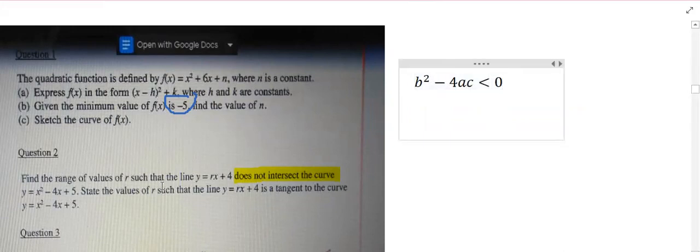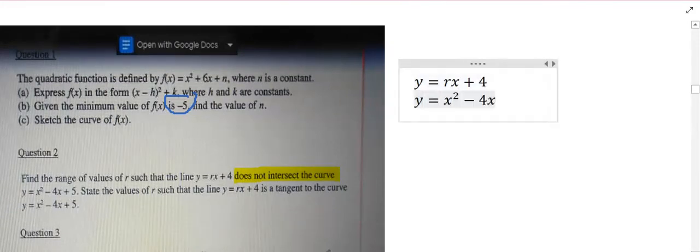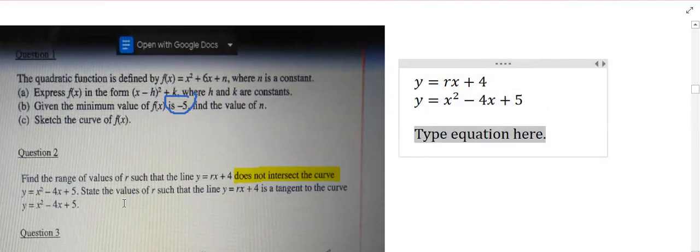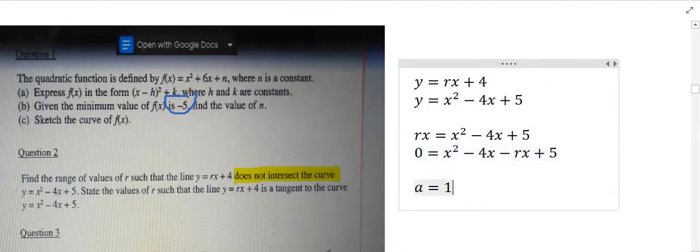So from here, they say that such that the line does not intersect the curve of this one. Okay, you are going to equal it. The two things you equal first, y equals to rx plus 4, y equals to x squared minus 4x plus 5. So you equal the two things. Rx equals to x squared minus 4x plus 5. Okay, so I will put everything to the right hand side lah. Sebab ada x squared sebelah kanan. Minus Rx plus 5.